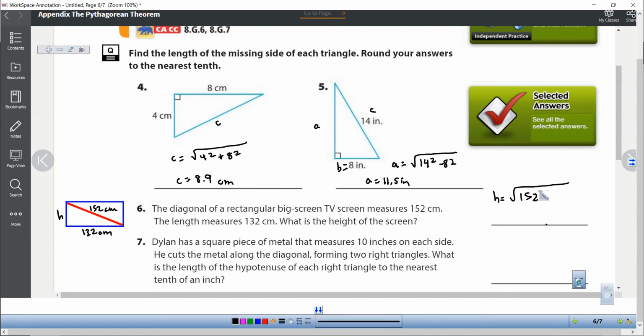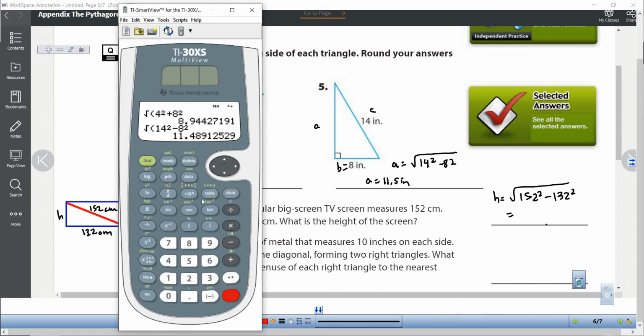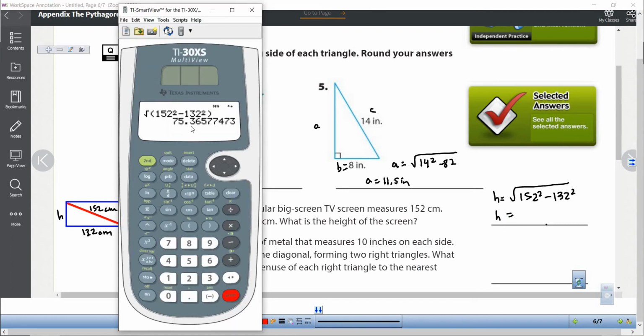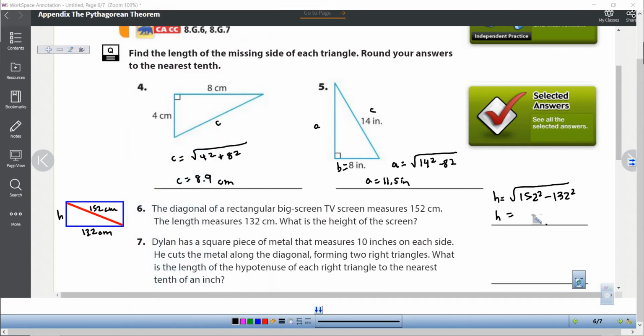152 squared minus 132 squared. All right, so here we go. Back to our friendly neighborhood calculator. Square root of 152 squared minus 132 squared. And I get, all right, H is 75.3. But when I see that 6, I round up to 75.4. 75.4 centimeters. All right.